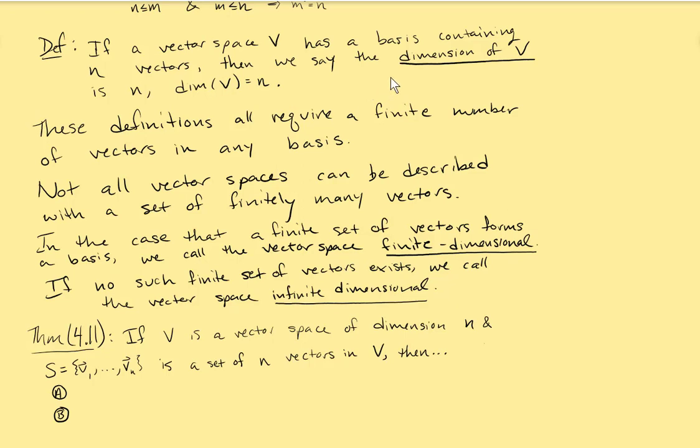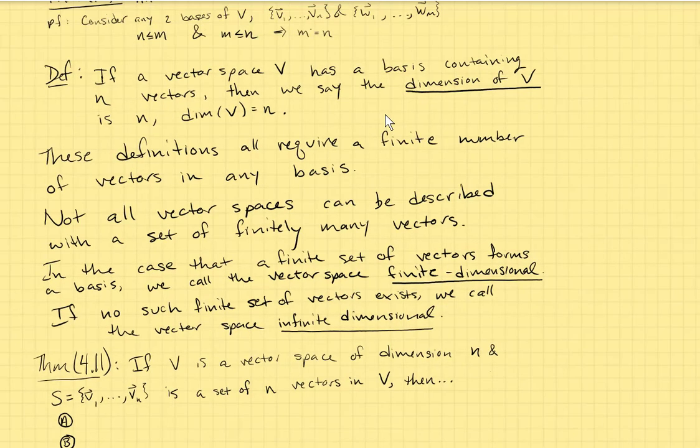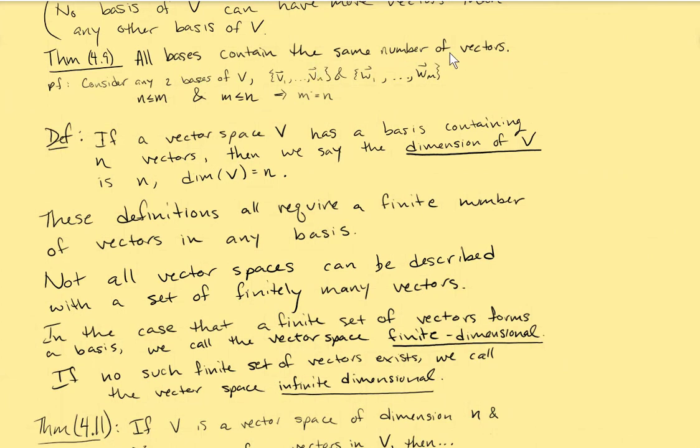We'd want to define something like this because we already said that no matter what basis we look at of a given vector space, they're going to have the same number of vectors. So that number of vectors in any basis of a vector space is some kind of intrinsic quality of the vector space. That number describes the vector space in a meaningful way, so we give it a name. We call it the dimension of the vector space.